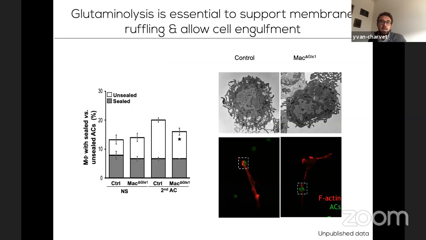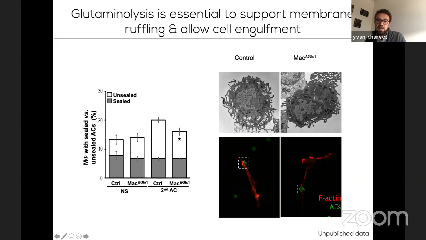And just briefly, I won't go into all the metabolic detail. I think Ed and Collard did a great job showing how metabolism controls efferocytosis. What we have just shown is that glutaminolysis is essential to support membrane ruffling and allow cell engulfment. And this is electron microscopy showing less ruffling all around the macrophages compared to a control cell.